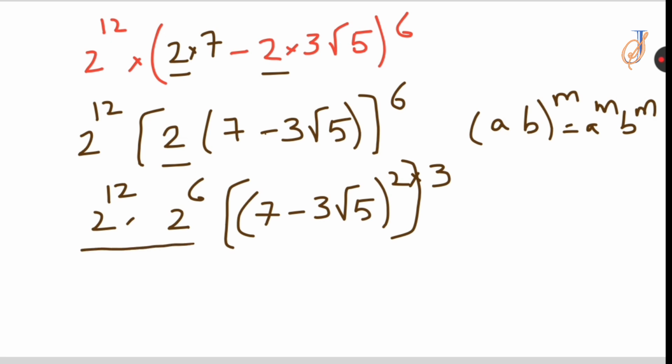First observe these two. When bases are same, we can add the exponents. Use that property here. So here our bases are 2 and 2. These two are same, so we can add the exponents. That is 12 plus 6 which gives 18. So 2 raised to the power of 18 times.